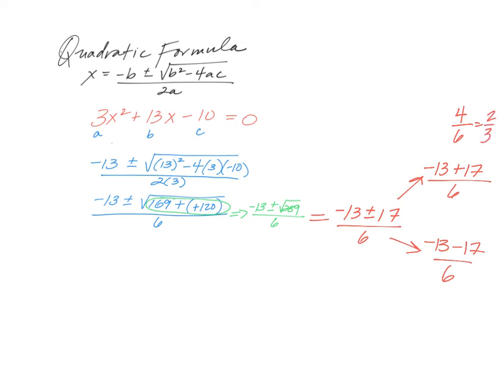In my second example, I'll do negative 13 minus 17, which is negative 30, and negative 30 divided by 6 is negative 5. So I have two solutions to my quadratic, or two x-intercepts, one at positive 2/3 and one at negative 5.